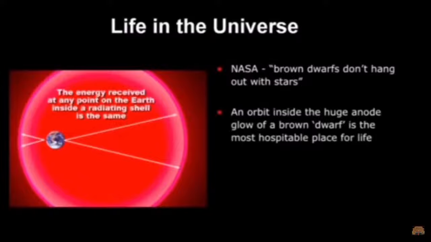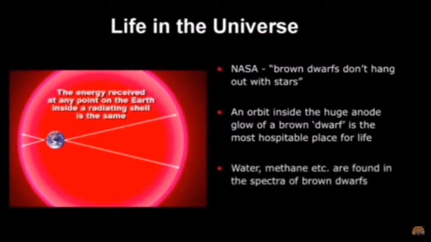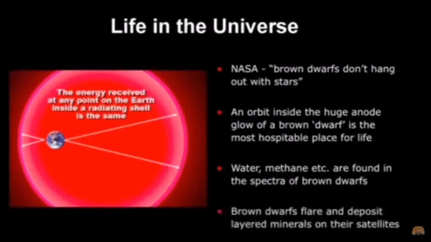The other thing is that these brown dwarfs, unexpectedly, flare. They throw material off occasionally because they've got no means of controlling their discharge other than to get rid of charged matter. So any satellites of these brown dwarfs get occasionally drowned in water and atmosphere and also solid materials, causing layering on them. Brown dwarfs flare and deposit layered minerals on their satellites.